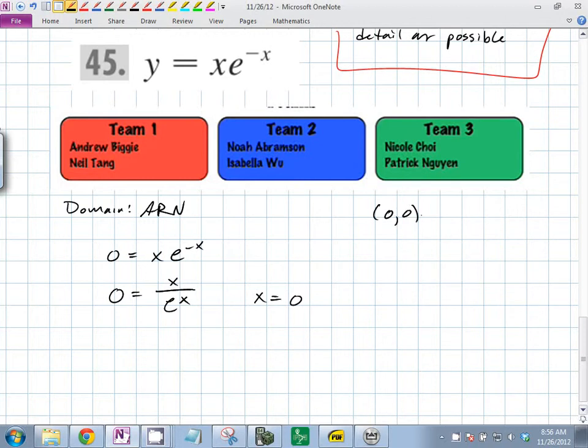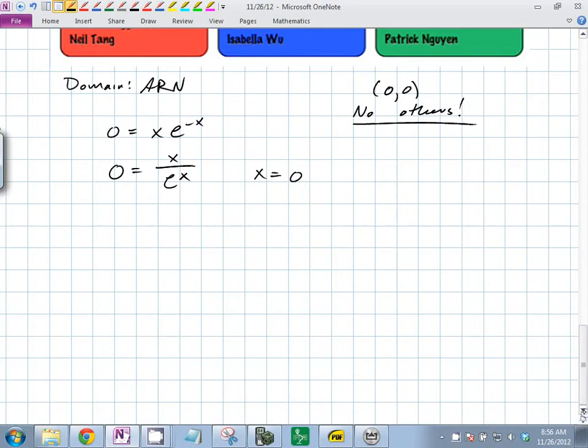Are there going to be any others? No others. So it only crosses the x-axis once. It only crosses the y-axis once. At 0, 0. Nice. What do you want to try to find next?